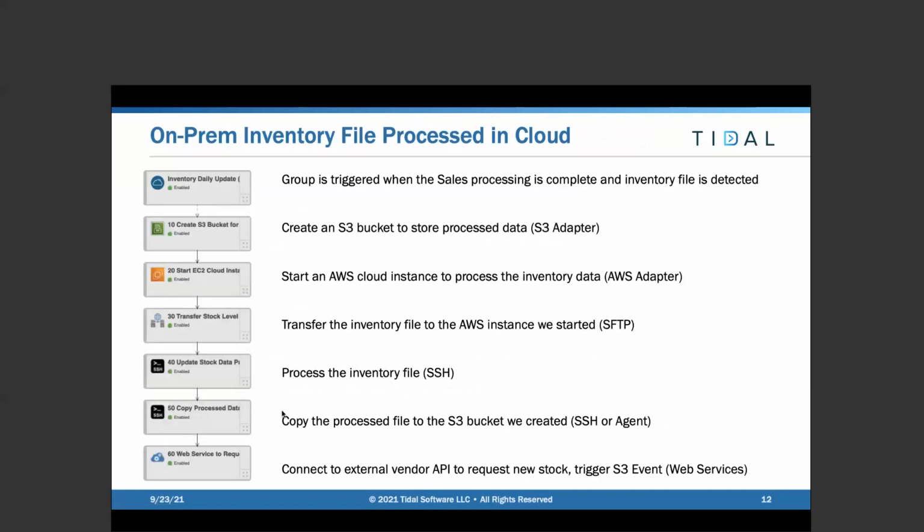And we're going to trigger this whole process off when the sales processing data arrives. It's going to produce a file which is on premise. And then we need to say, okay, let's start moving this file around. Let's process the data. Let's process it on site and in the cloud. And so we're going to do that by creating an S3 bucket to store whatever we're processing. And then we're going to start up an existing EC2 cloud instance to process that inventory data and perhaps do some additional sales processing.